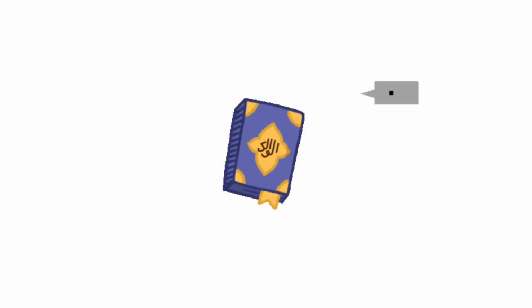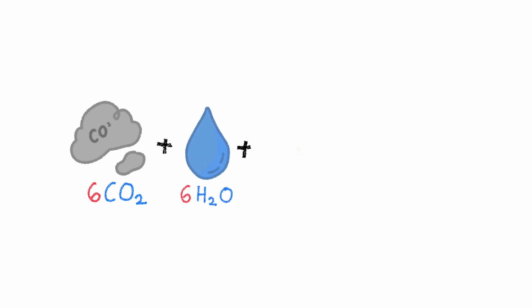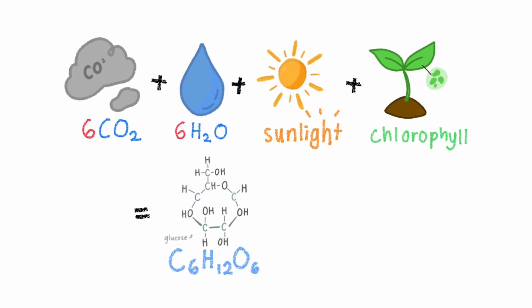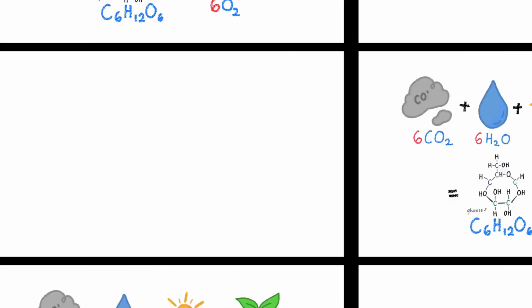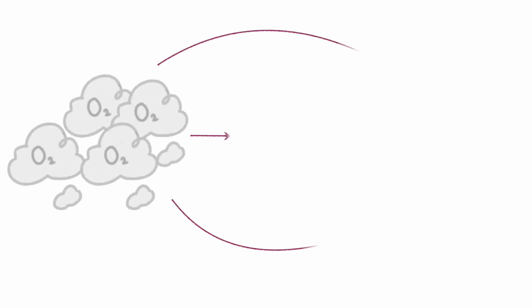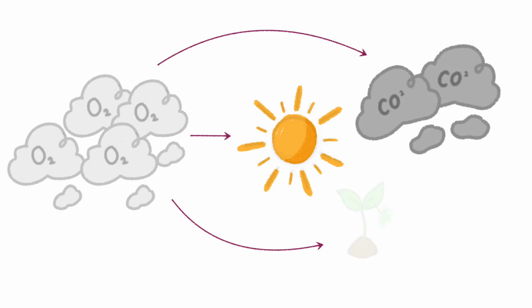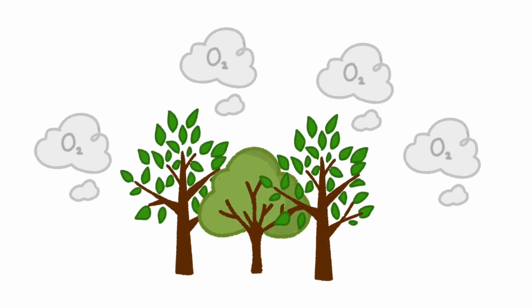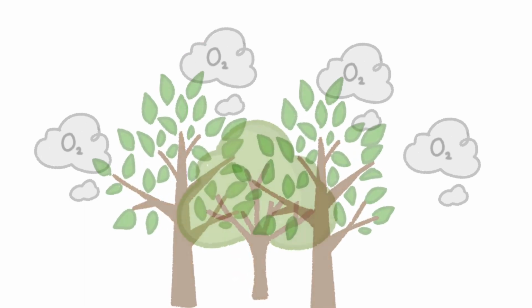The Quran states a physics formula currently known in modern science, which is 6 molecules of carbon dioxide plus 6 molecules of water plus sunlight plus chlorophyll equals glucose plus 6 molecules of oxygen. The Quran explains the formation of oxygen comes from sunlight, carbon dioxide, and chlorophyll from trees to perform photosynthesis. One of the elements in the formation of oxygen is the presence of a living tree.